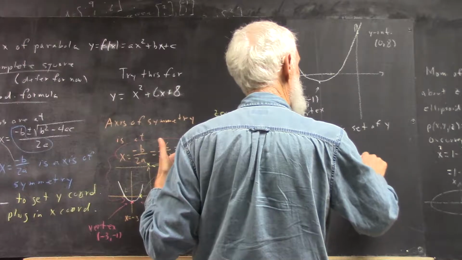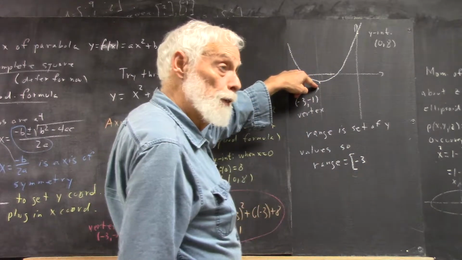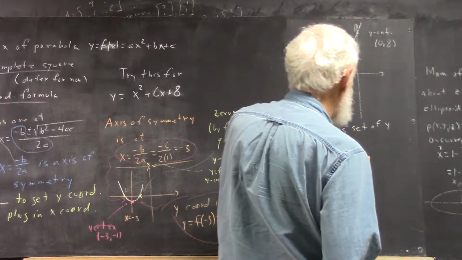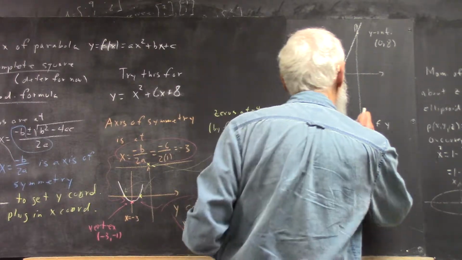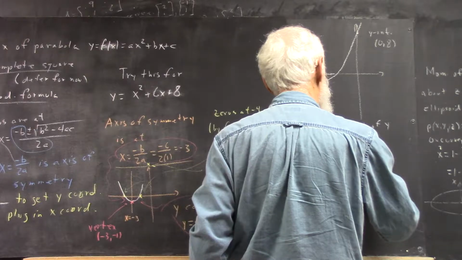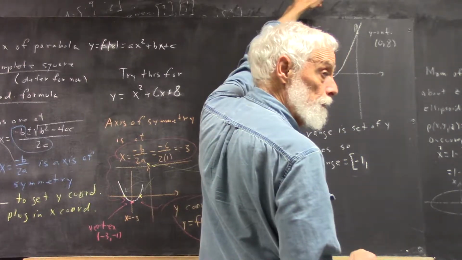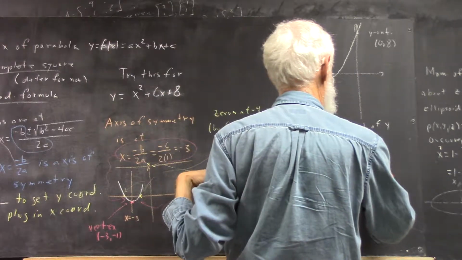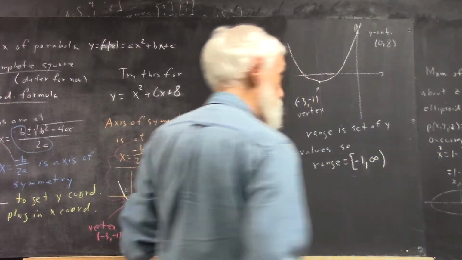It includes negative 1 because the vertex is a point on the graph. And the vertex is at negative, not negative 3, negative 1. And it opens upward, and there's no end to it. So it's negative 1 to infinity.